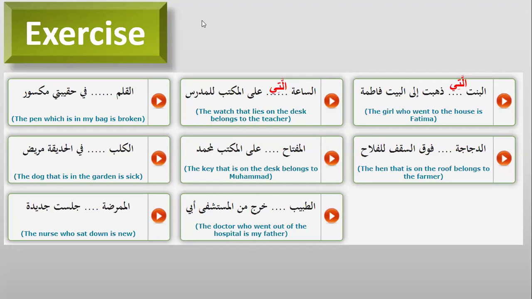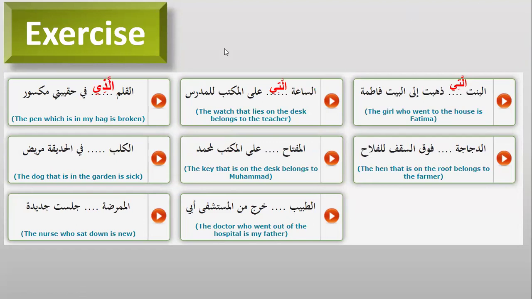Nurul Huda. Yes, Ustazah. This one, al-qalamu or al-qalamu? Al-qalamu fi haqibati maqsood. Different. Alladhi. Yes, it is allazi because the kalam is singular masculine.